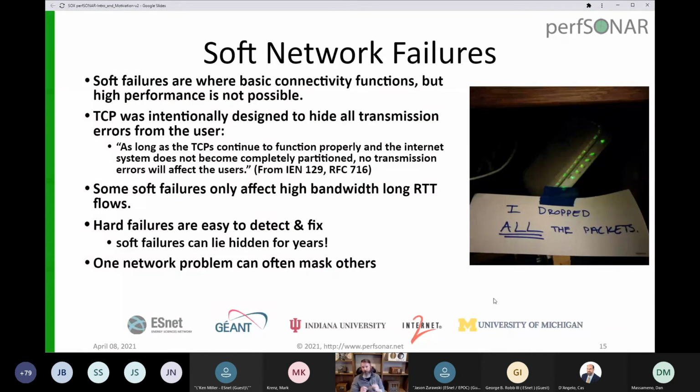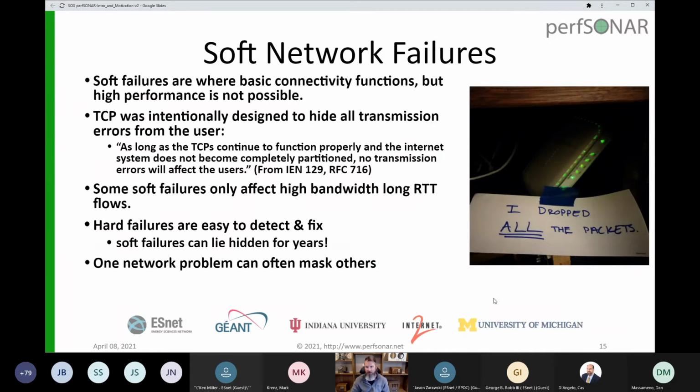What we're interested in looking at, though, is the concept of soft network failures. Now, pure hard failures are easy to find. They're when there's no connectivity. You can't send email, the researcher can't contact the person on the other end of the stick that they're trying to do a data transfer with.